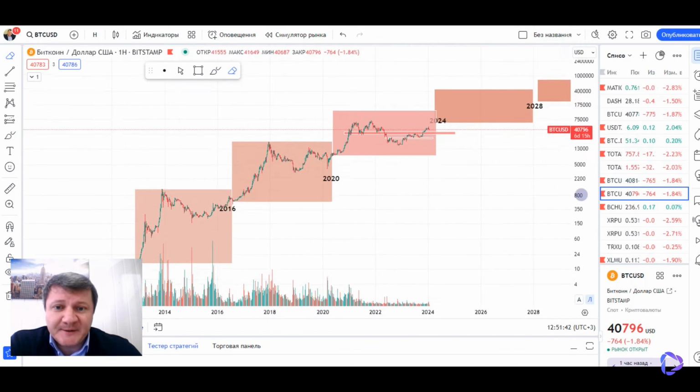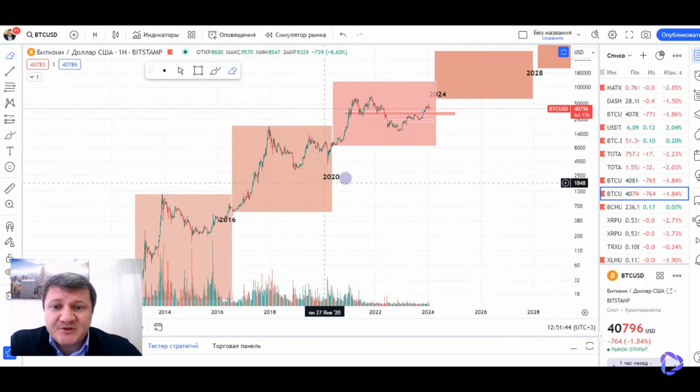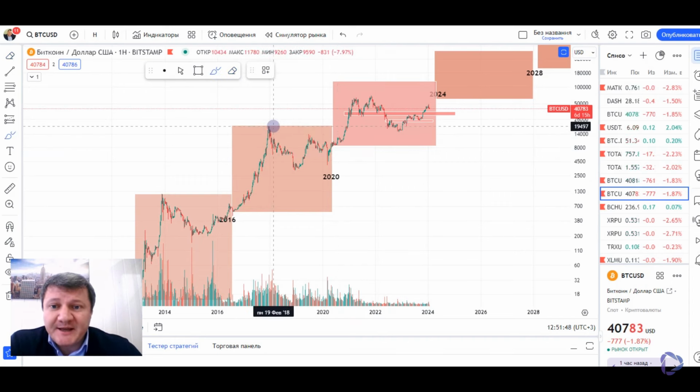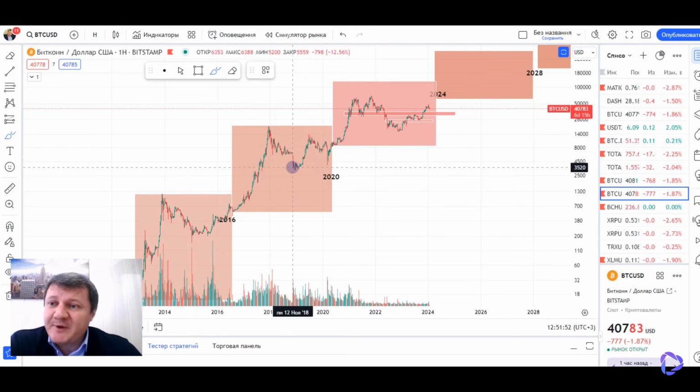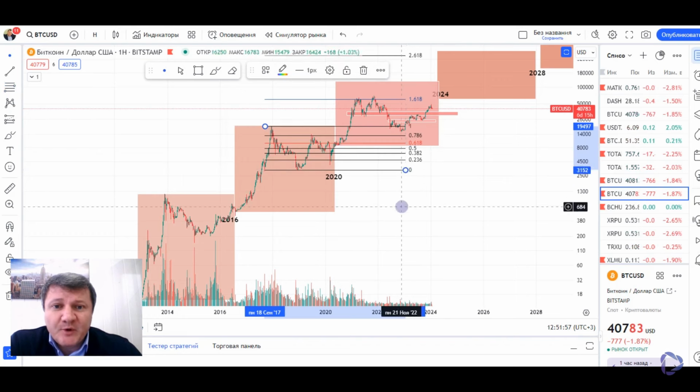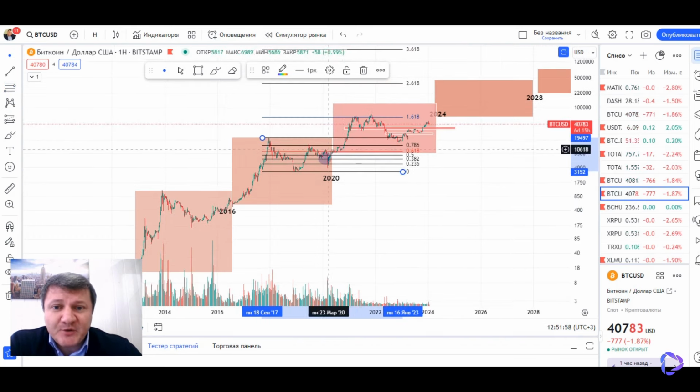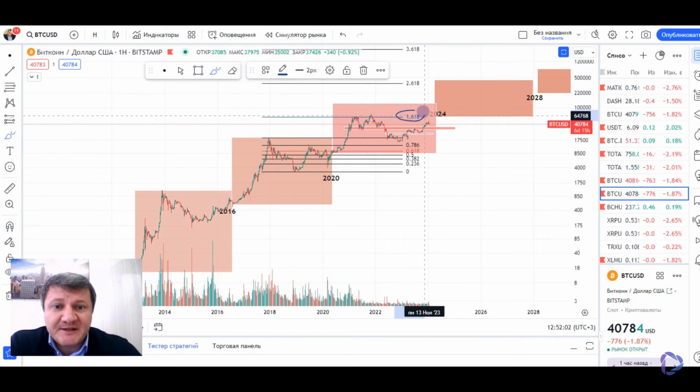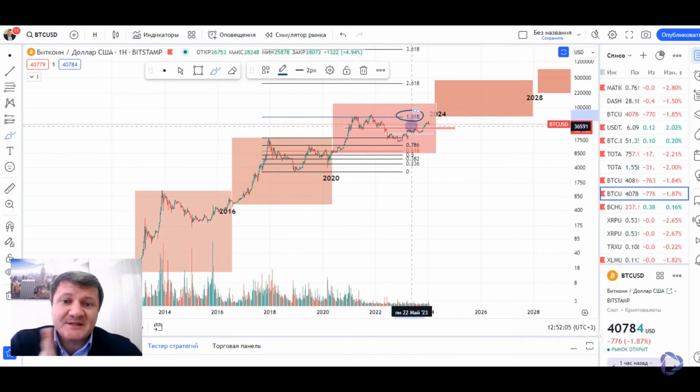Let's keep watching. Check it out. We've got the 2020 halving going on here. Here we have the identical peak as we had at this location. Here we have the lowest point. We are performing Fibonacci from the highest point to the lowest point. What do we observe? We observe that Bitcoin then increased and reached the level of 161.8.